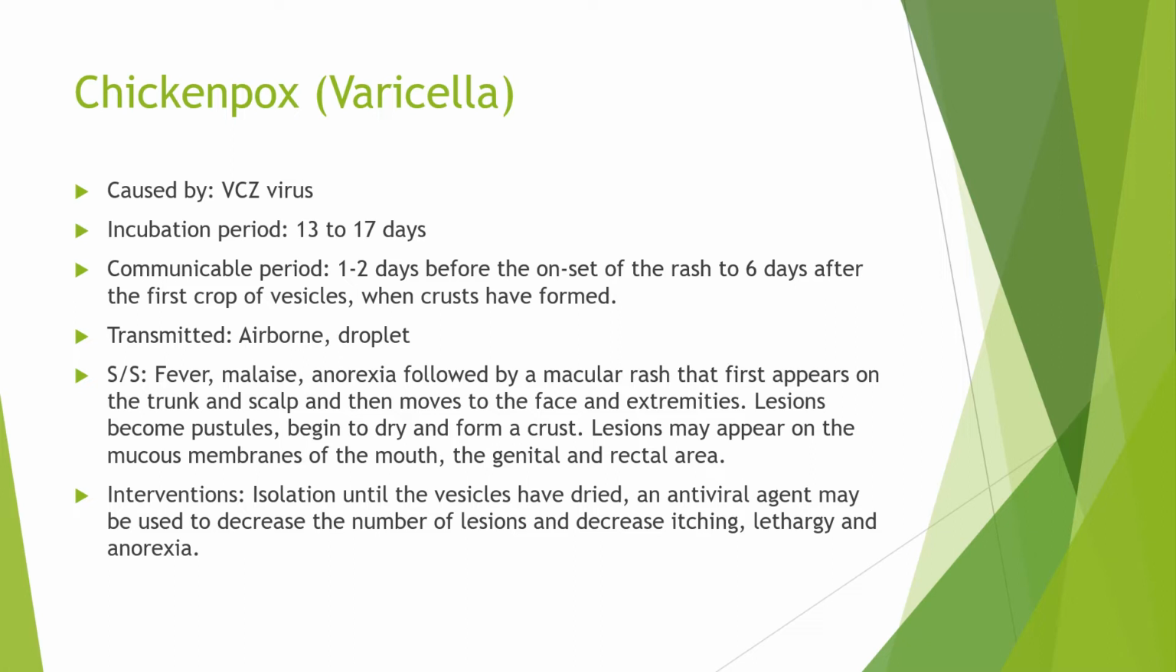Chickenpox, droplet transmission, signs and symptoms: fever, malaise, anorexia. The macular rash at first appears on the trunk and scalp. A lot of times you'll see it first on the belly, and then it moves to the face and extremities. The lesions become pustules. They dry, form a crust. You want to isolate until all the vesicles have dried. You can use an antiviral agent to help decrease the number of lesions and help decrease itching. But basically it's another one of those things where we just have to support them.